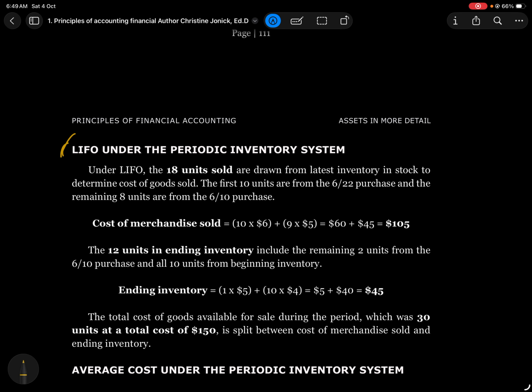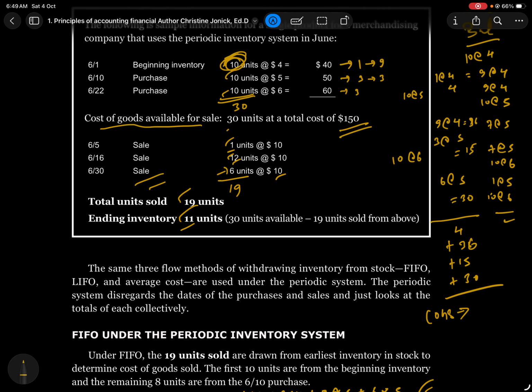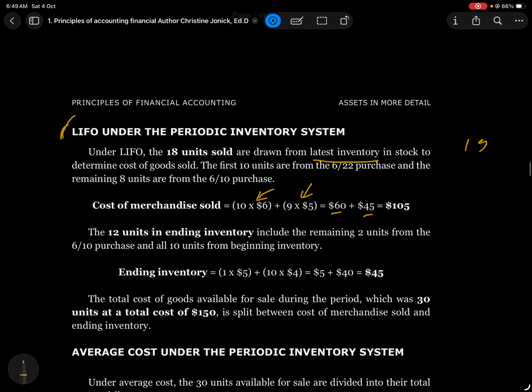And under LIFO, how much stock are we selling? Of course, 19 of them, right? So the latest inventory is used. We are selling 19 units. The latest purchase was 10 units, so 10 units into 6 and 9 units into 5, right? Yeah, 10 and 9. So $60 and $45, that comes to 105. Ending inventory would of course be $1 remaining.